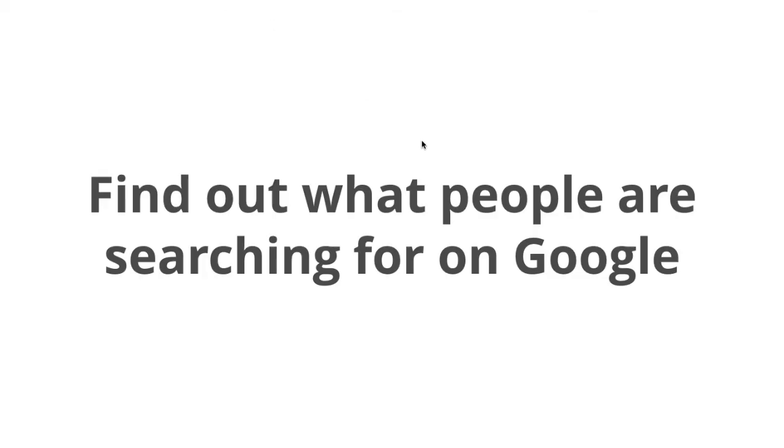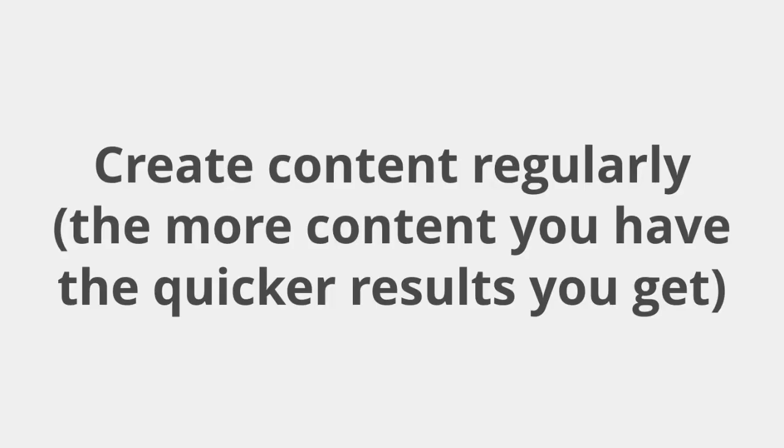So what you want to do is, first of all, find out what people are actually searching for on Google. Okay, so I mentioned earlier you can use things like Google Predictive Search, which will help you do that. And then what you want to also do is create content regularly. As I mentioned earlier, you want to create content on a regular basis, because the more content you create, the quicker results you'll actually get.